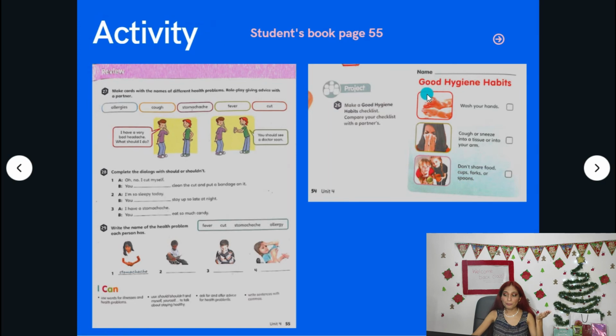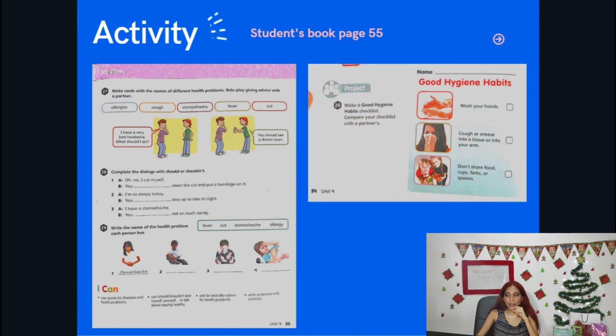You're going to paste a picture next to each one. This needs to be in your notebook, or you can do it on the computer, but you need to send this project to me. You need to paste pictures, or you can draw them. If this wasn't clear at all, you can send a message to me and I can help you.